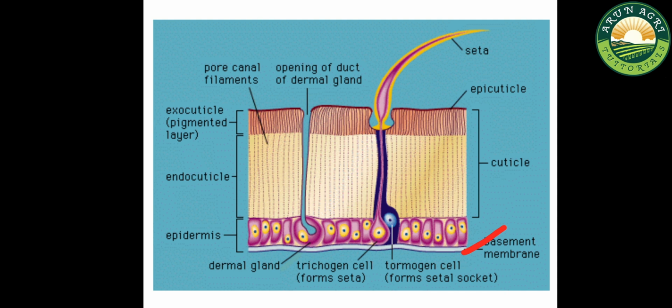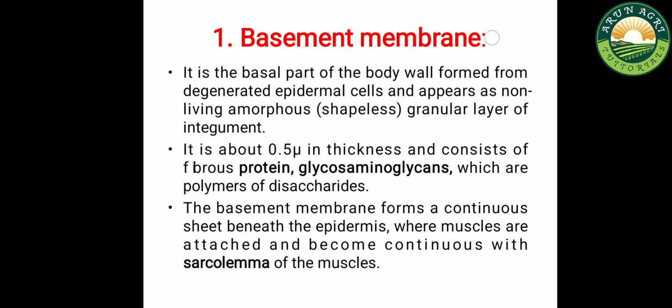Next, if you see the cuticle, you can see different parts here: exocuticle and then endocuticle. The exocuticle is a highly pigmented layer, somewhat darker as compared to the endocuticle. At the topmost layer, you can see the epicuticle. In detail we are going to discuss it later. So first one, basement membrane.